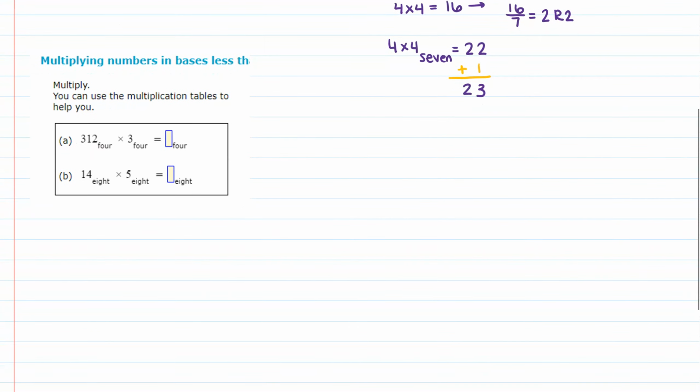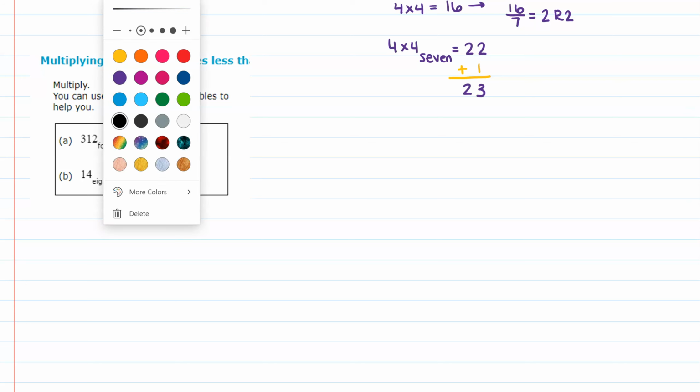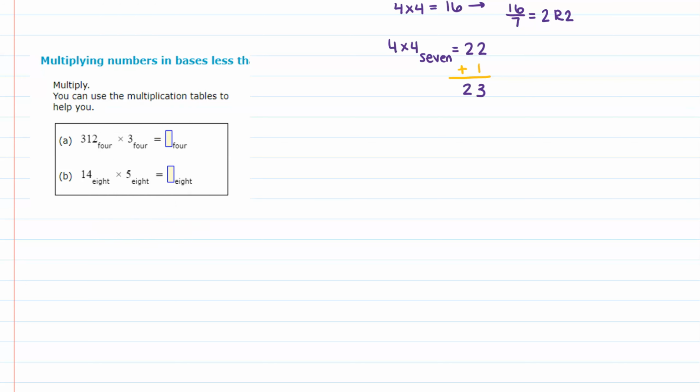Okay, so let's try this one. 312 base 4 times 3 base 4. So just a reminder, base 4 is 0, 1, 2, 3. So I have 3, 1, 2 times 3. So we're going to do it regular in like base 10. We're going to convert to base 4, and then we're going to use that in our multiplication problem.